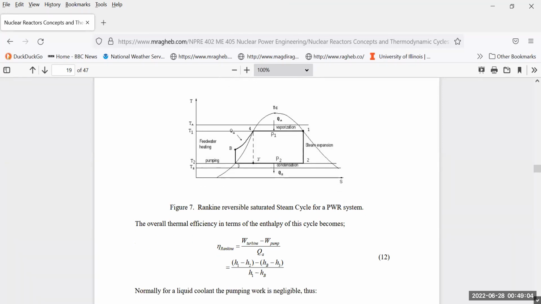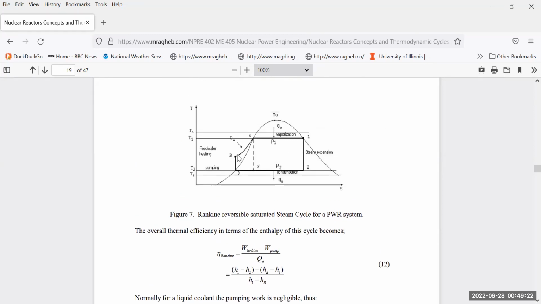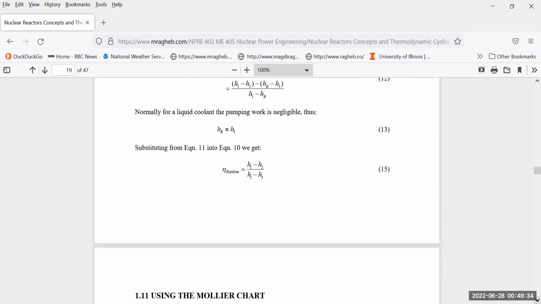And that's the enthalpy. The work in the pump is H sub B minus H1 in the diagram, divided into the heat addition from point 1 to point B. Point 1 and point B, where you pump the water, adds some heat to the working fluid, but it's very small. So if we take H sub 3, the enthalpy at 3, equal to the enthalpy at B, you find that they're very close to each other, and you get a very simple expression for the efficiency of the pressurized water reactor.